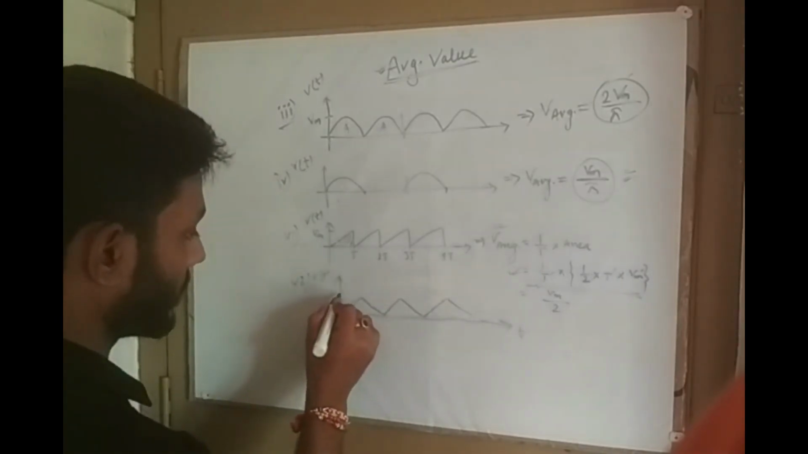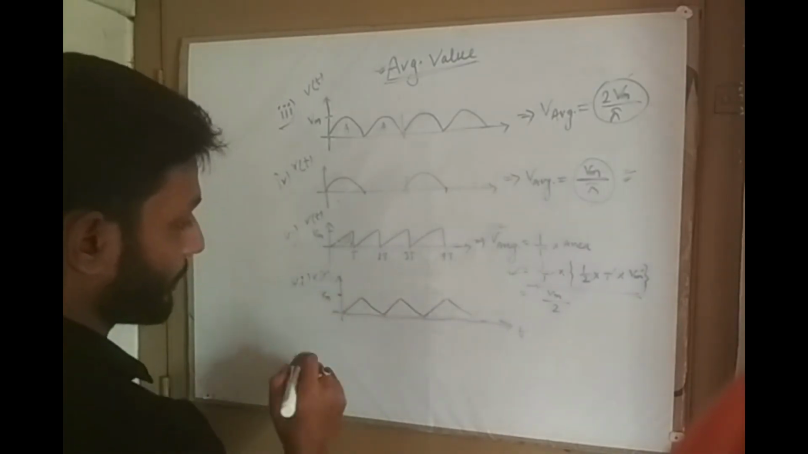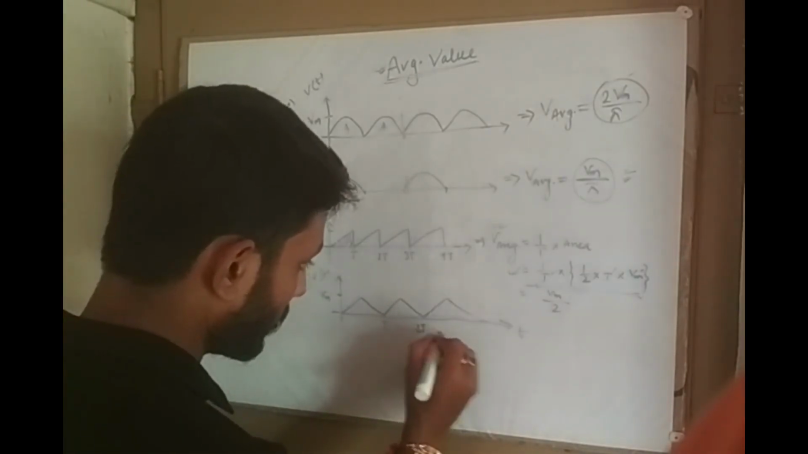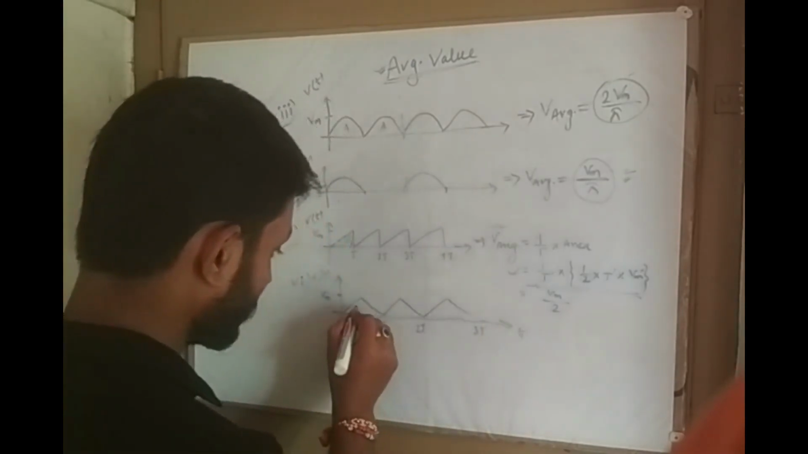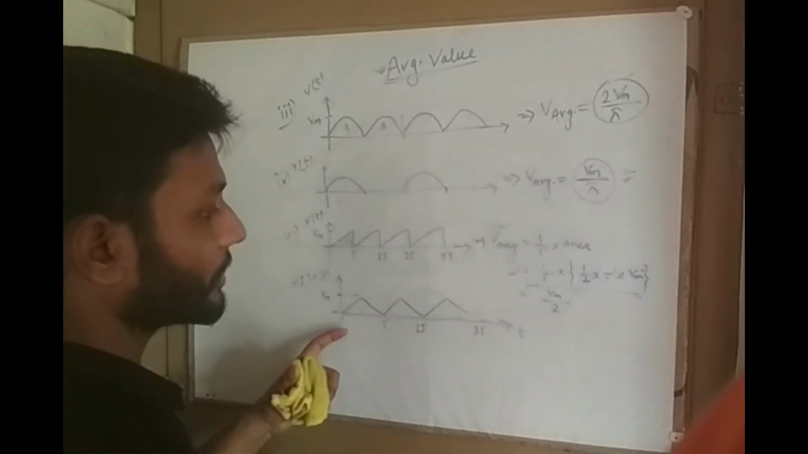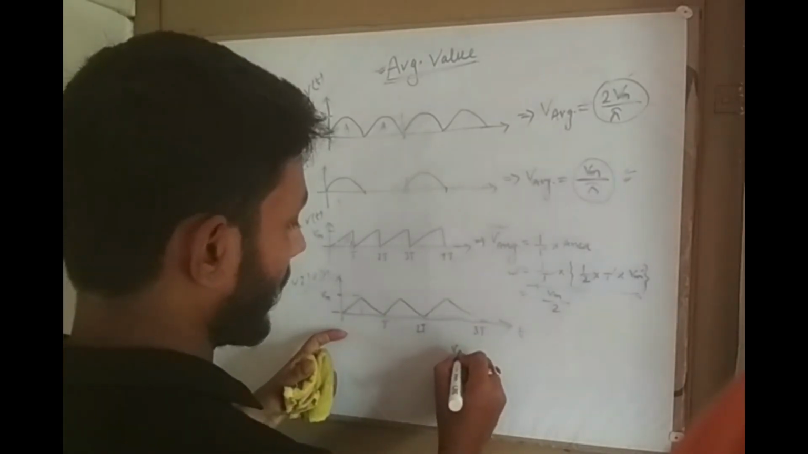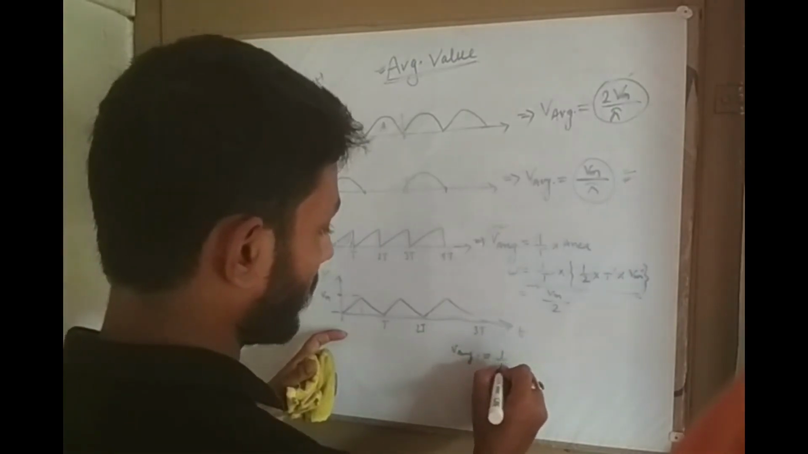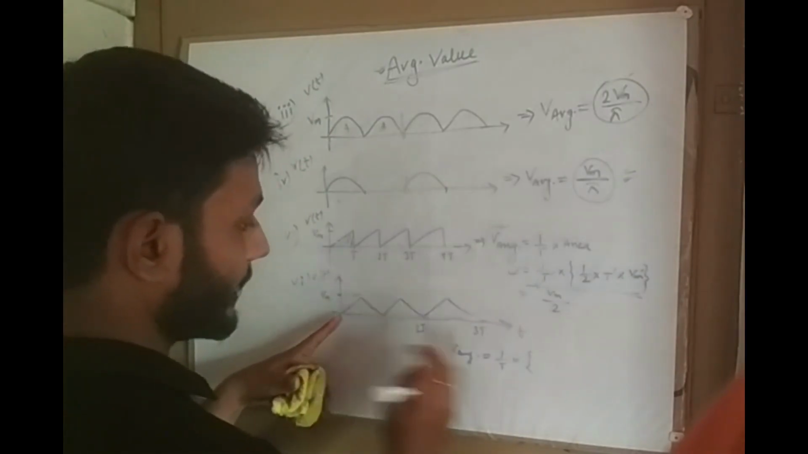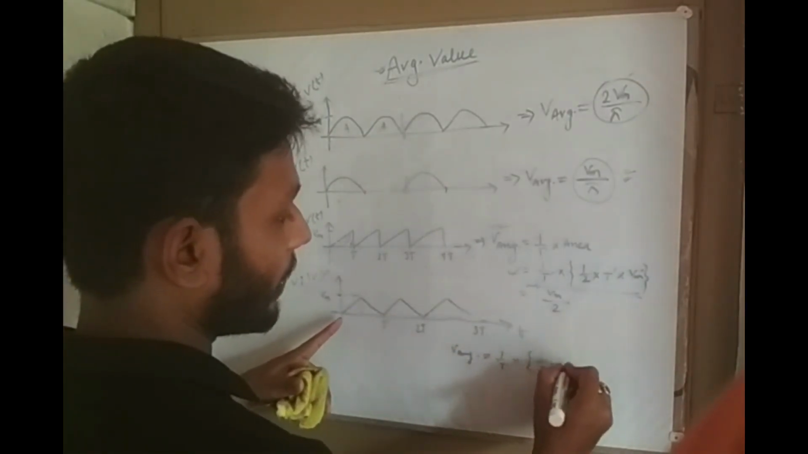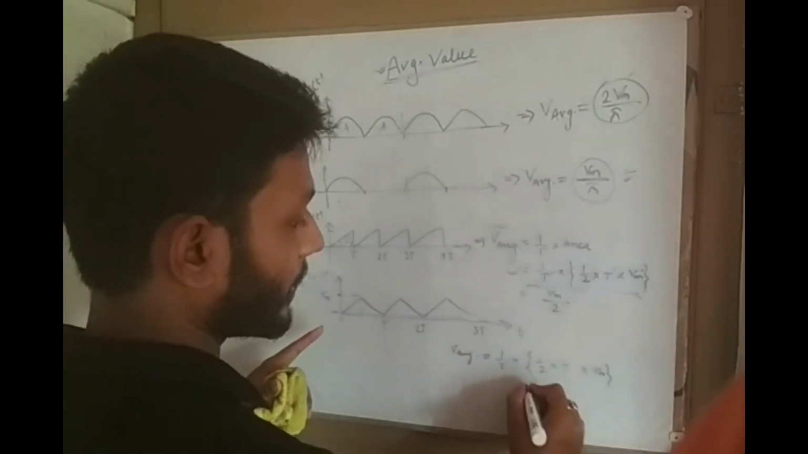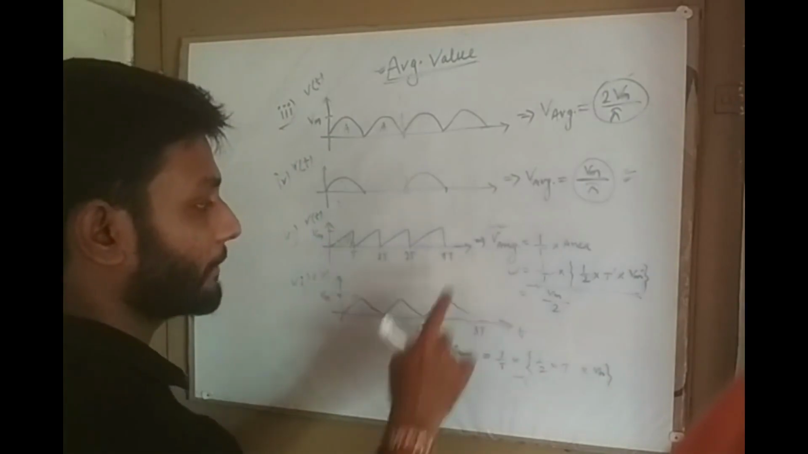V of t. Here this is the Vm. T, 2T, 3T, the height is Vm. Here also the same: V average equals 1 by T multiplied by the area for one time period. Here the area is half T multiplied by Vm. Here also the same, both are the same.